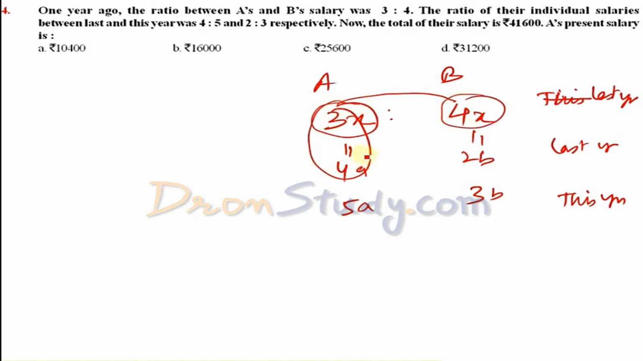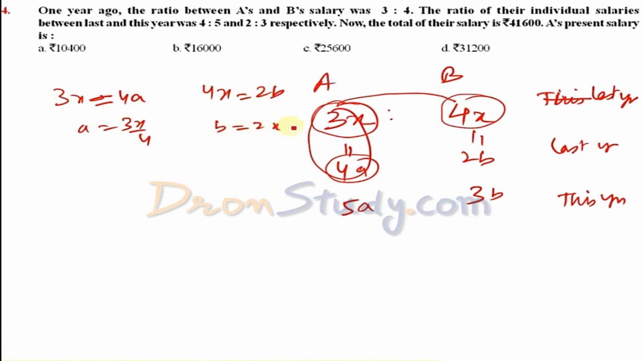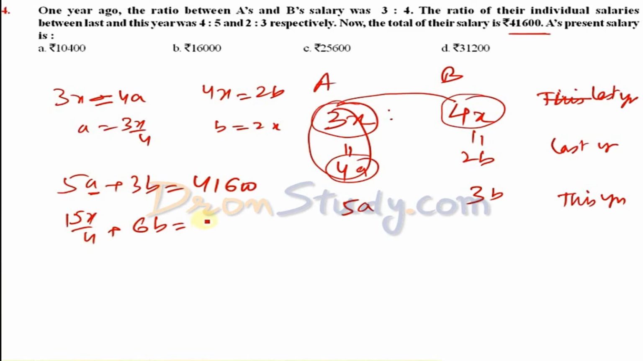Here it is last year A's salary. So from this we get 3x equals 4a, and a is equal to 3x/4, and from this we get 4x is equal to 2b, or b is equal to 2x. Now it is also given that the sum of their current salary is 41,600. So 5a plus 3b is equal to 41,600. Right, now put the value of a. It is 15x/4 plus 6x is equal to 41,600. Now it would be 39x/4 is equal to 41,600.